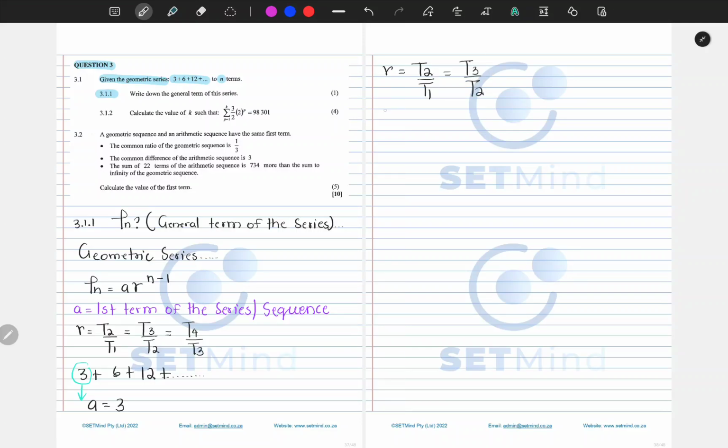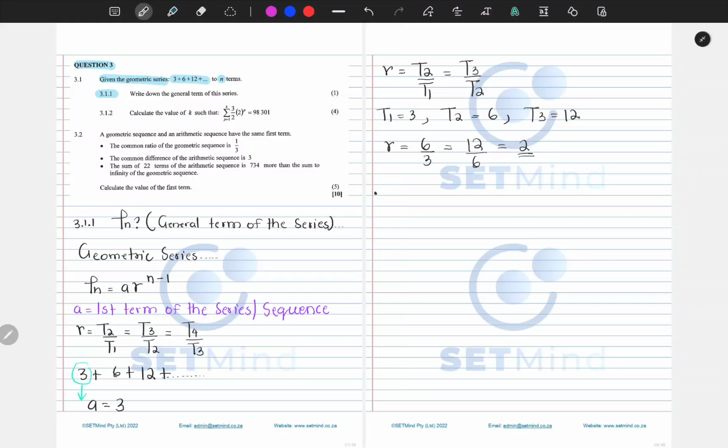So if you look at our problem, you should see that our T1 is 3, our T2 is 6, and our T3 is 12. So when we're looking for our r, we'll divide our T2 by T1, which is 6 divided by 3. And this should give you the same answer as when you divide T3 by T2. So if you look carefully, the constant ratio will be 2.